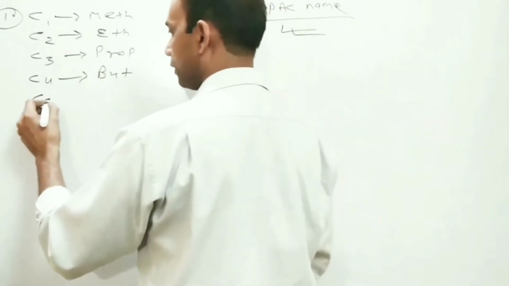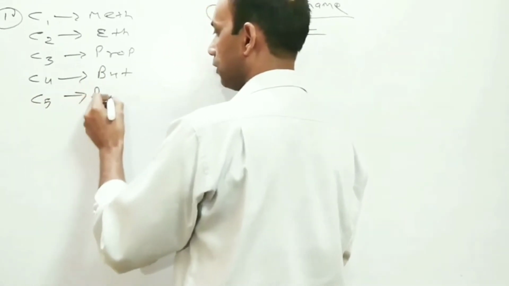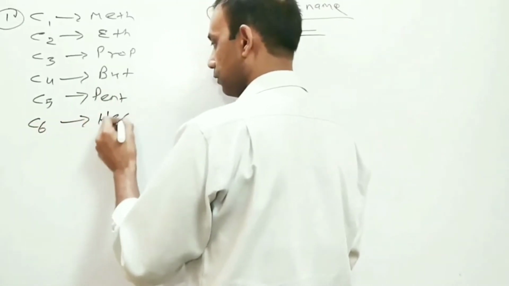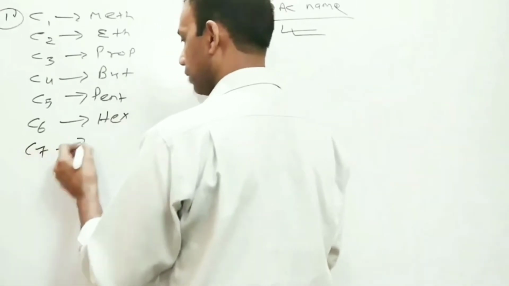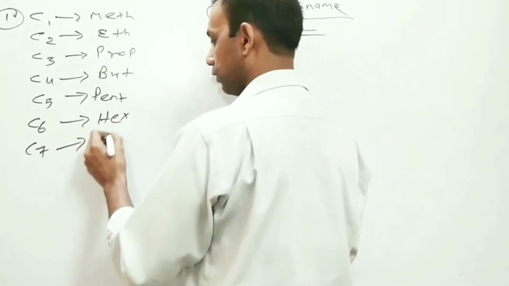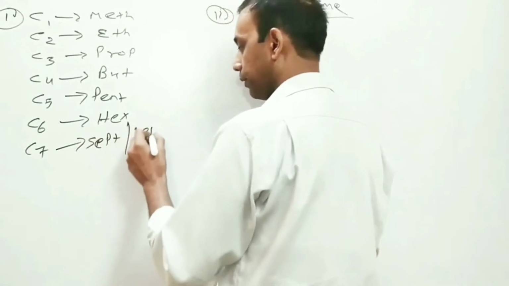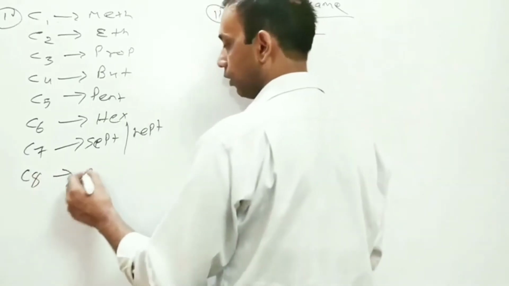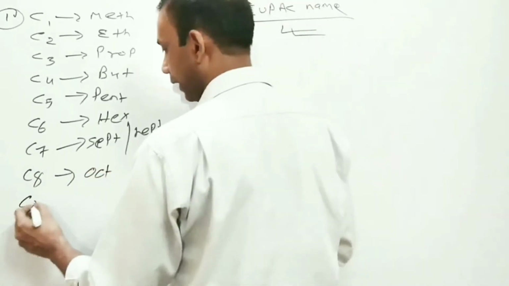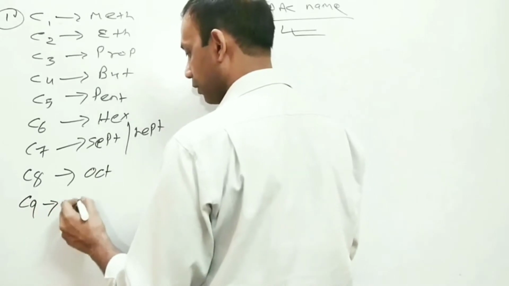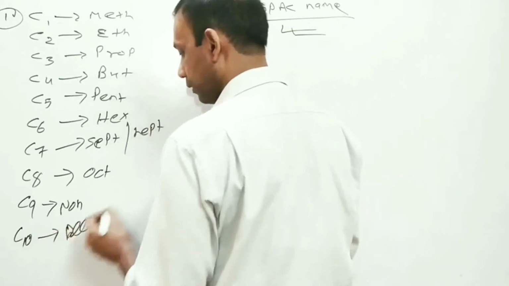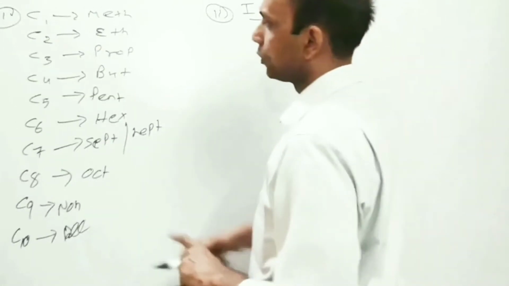If there are five carbon, they call it pent. If they have six carbon, they call it hex. If there are seven carbon, they call it sept or hept. If there are eight carbon, the compounds are called oct. Similarly, the nine one is called non. The ten one is called dec. Right? Similarly, there are 11, 12 and so on. We will learn that, but we'll be using mostly these.